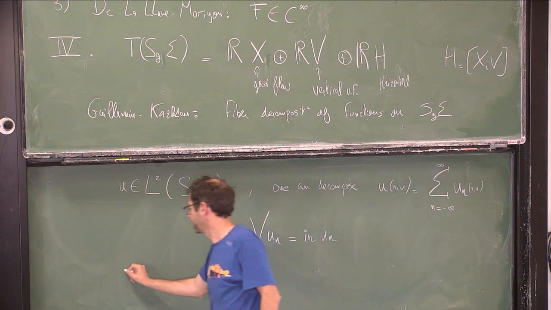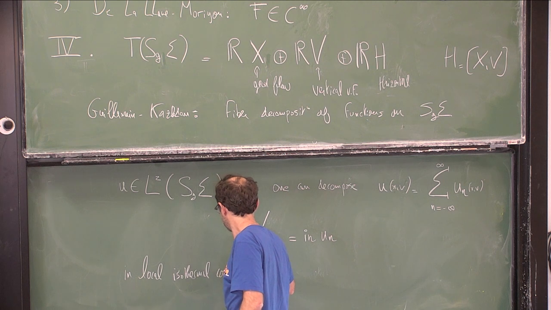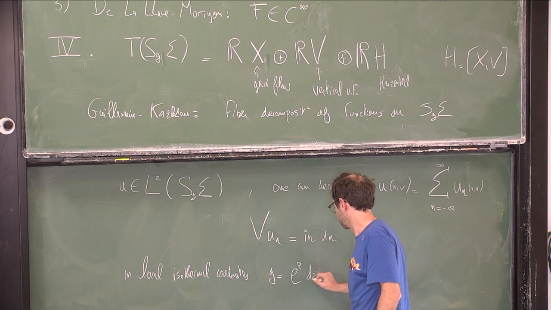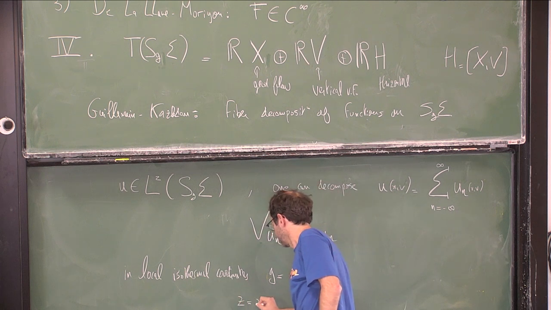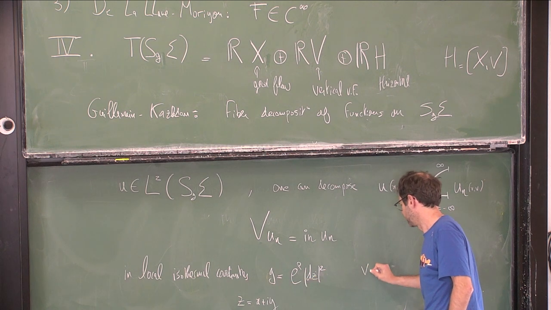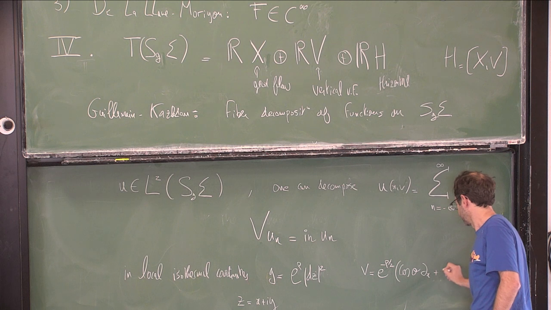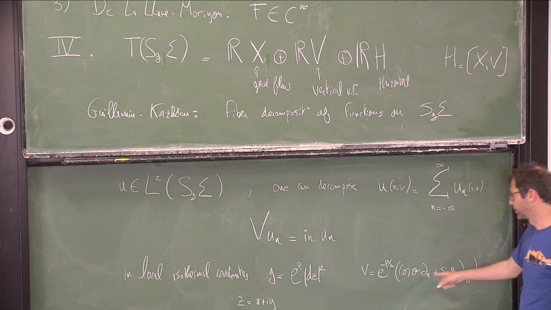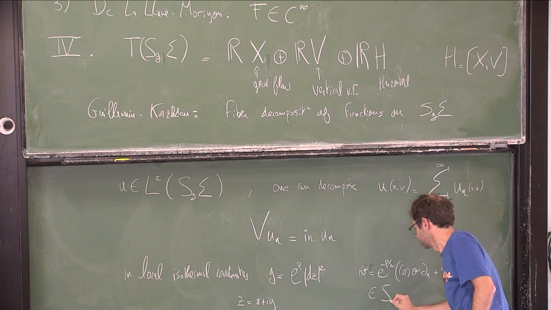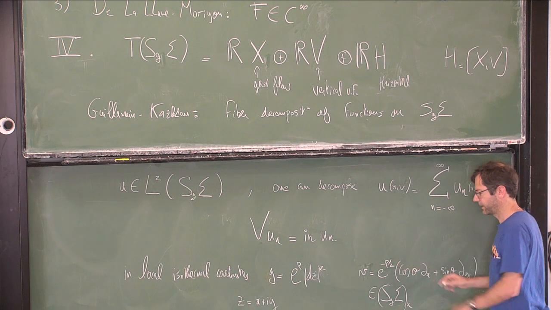Okay. So in local isothermal coordinates, the metric g you write under the form e to the rho times |dz| squared. So z is x plus iy, the complex coordinate induced by g. You can write any v as e to the minus rho over 2, cos theta d over dx plus sin theta d over dy. So this will be a unit tangent vector. Each vector can be written like this. So rho is rho of x here.